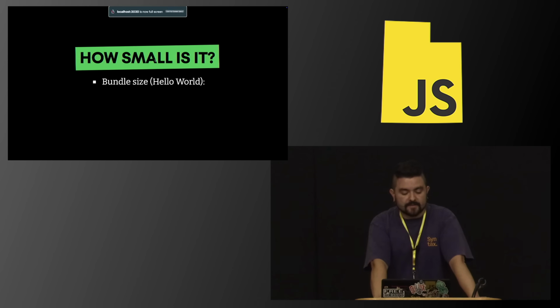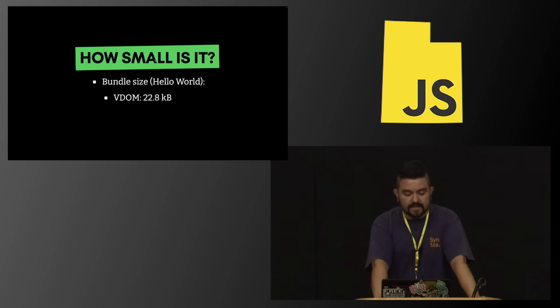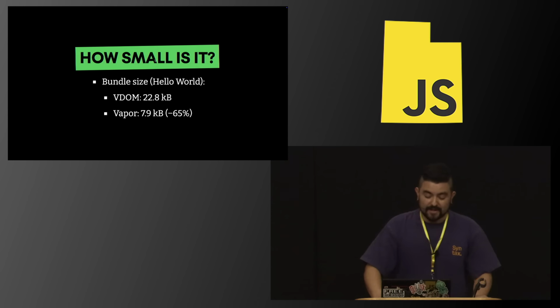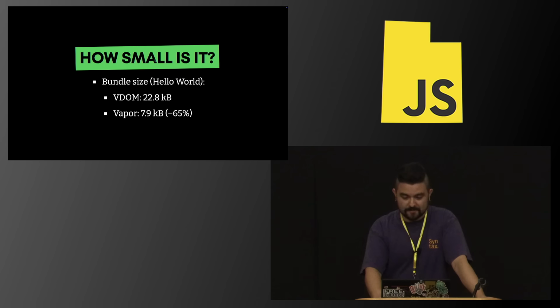So how small is it? Looking at just a hello world, the virtual DOM bundle size is about 22.8 kilobytes. And with Vapor mode, it's about 8 kilobytes. So that's about a 65% reduction just by using Vapor mode.